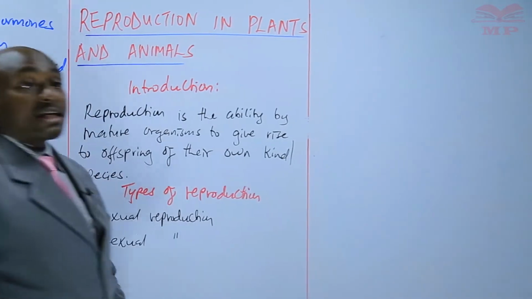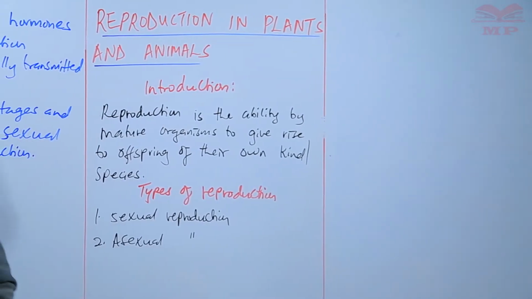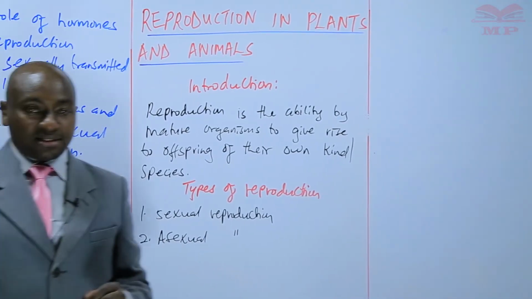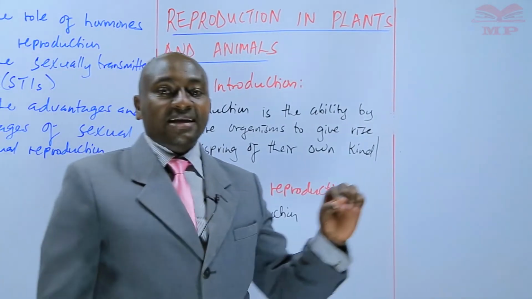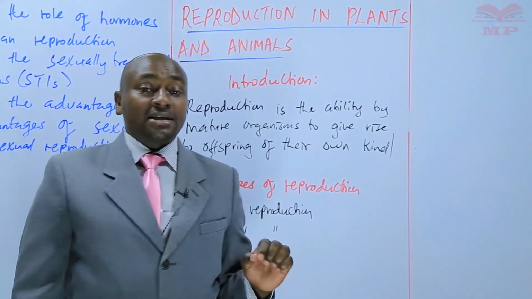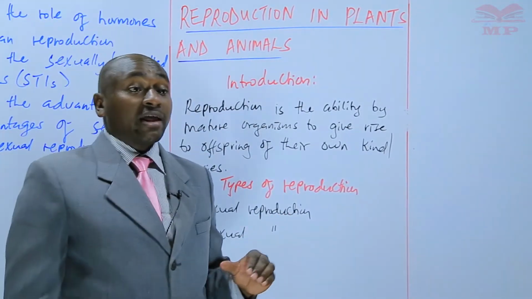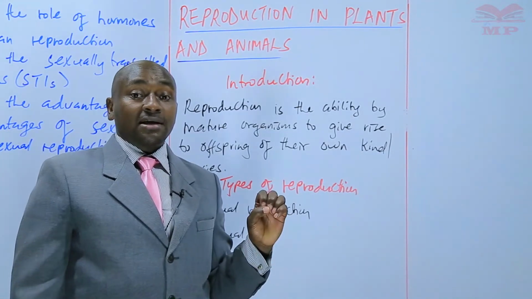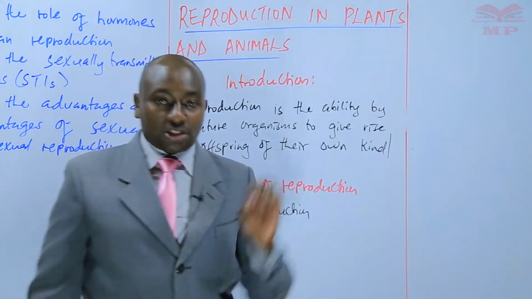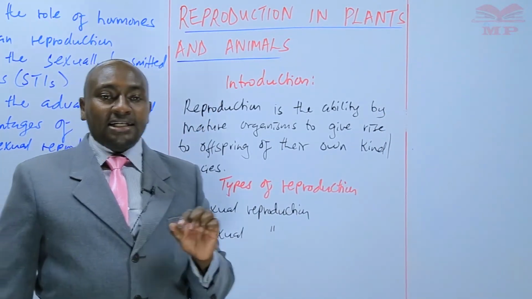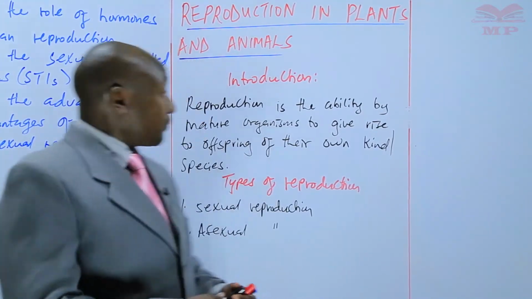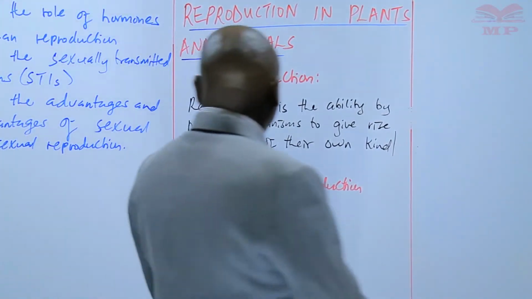Now, sexual reproduction is the type of reproduction that involves the gametes. Gametes are sex cells. In this case, what happens is that during sexual reproduction, the male gametes fuse with the female gametes to form a zygote. And the process involved is called fertilization.